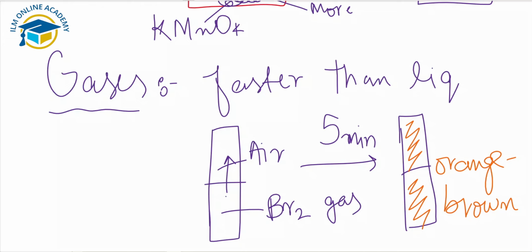Gases diffuse much faster compared to liquids because gas particles have more kinetic energy and more random motion. So this is all about diffusion in gases and also in liquids. Next, I think we should move towards another example: the diffusion of ammonia and hydrogen chloride gas. This one is more important. This question may appear in the exams also.